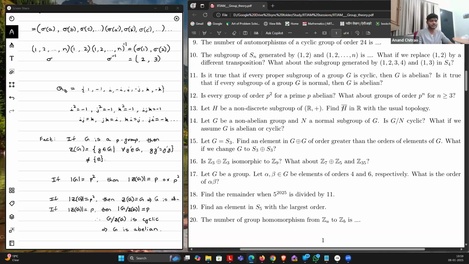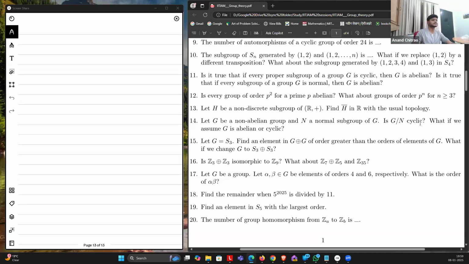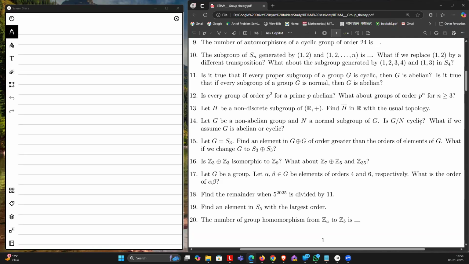Next, let H be a non-discrete subgroup of R comma plus. Now comes some topology in this. Find the closure of H in R with the usual topology. So what's the answer? Sir, what is usual topology? Euclidean topology.